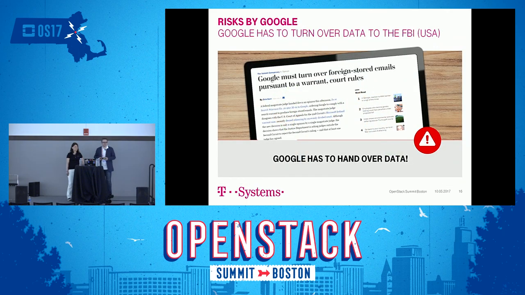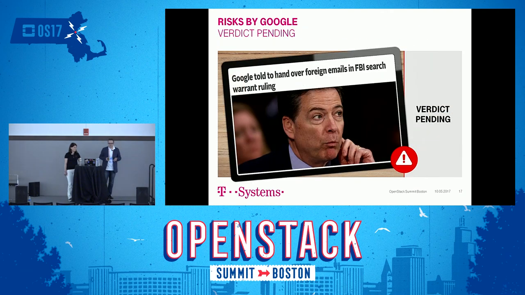Yeah, and who is affected by it, or who was already affected by it? Look at the big players, and let's face it. Google is one of them. The FBI sued Google to hand over their data to the FBI. It is happening, and it has happened before, and will happen again. So Google is one of the companies affected by it. The verdict is pending, and they are handing over emails to the FBI.